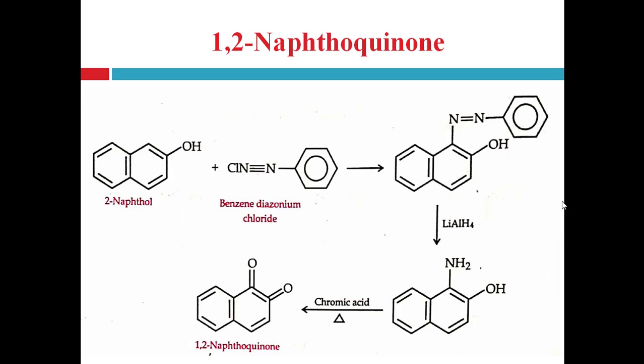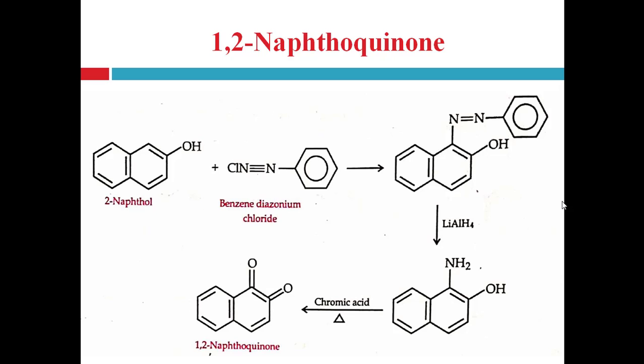Then another derivative of naphthalene is 1,2-naphthoquinone. Depending on the position of two carbonyl groups, maybe in the same ring or in different rings, there are three types of naphthoquinone. That is 1,2-naphthoquinone, 1,4-naphthoquinone and 2,6-naphthoquinone. The synthesis of all these three naphthoquinones is given here. First, let's see synthesis of 1,2-naphthoquinone.